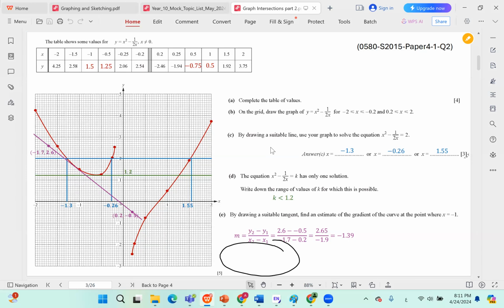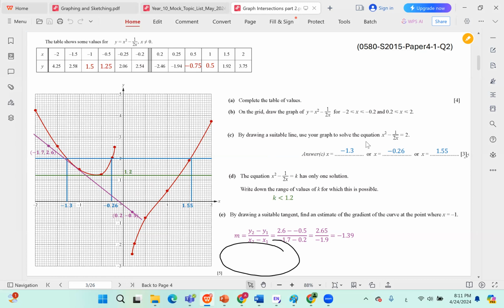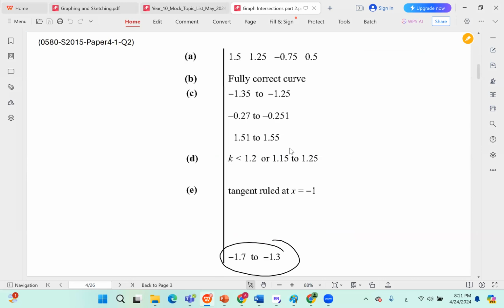For k, it needs to be less than 1.2. And this is correct as well here. For these blue answers, we have negative 1.3, negative 0.26, and 1.55. These are correct as well. 1.55 is there. Negative 0.26 is within the given range, as well as negative 1.3. So this is the basic idea of how to solve graph intersections. Of course, in the following problems, I'll be moving a little bit quicker.